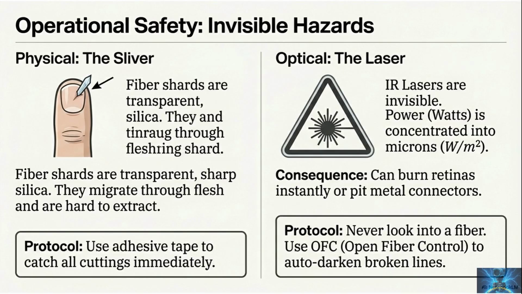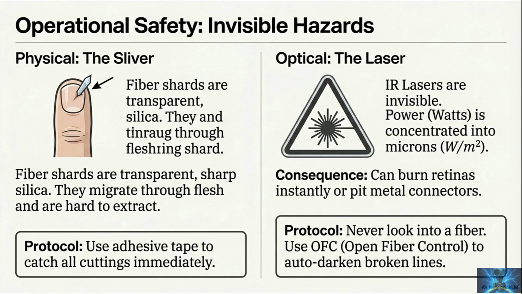Operational safety. Invisible hazards. Fiber safety has two main hazards: physical and optical. Physically, fiber shards are like invisible glass needles. They can migrate through skin and are hard to extract. The discipline is to capture cuttings immediately, often using adhesive tape, and dispose of them properly.